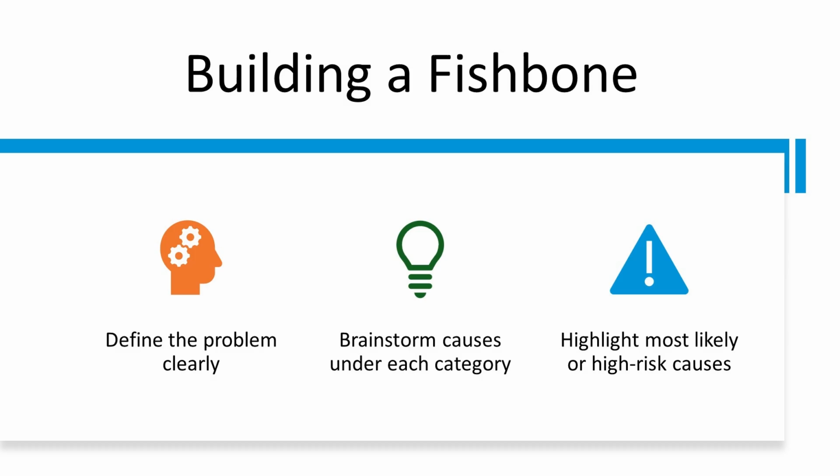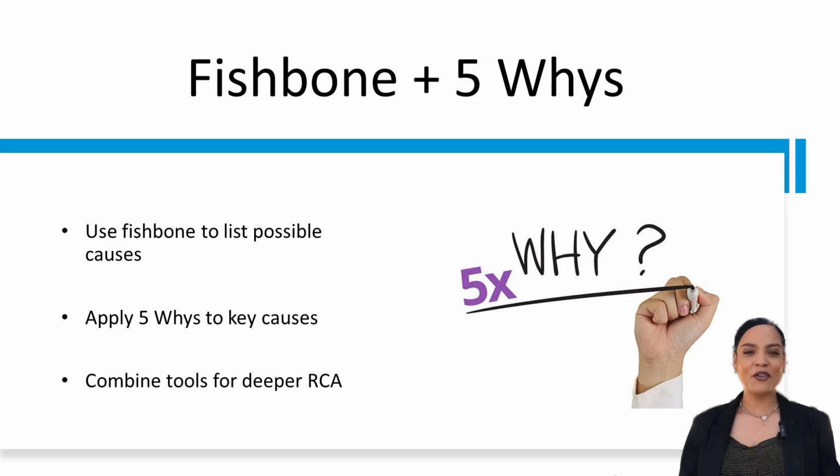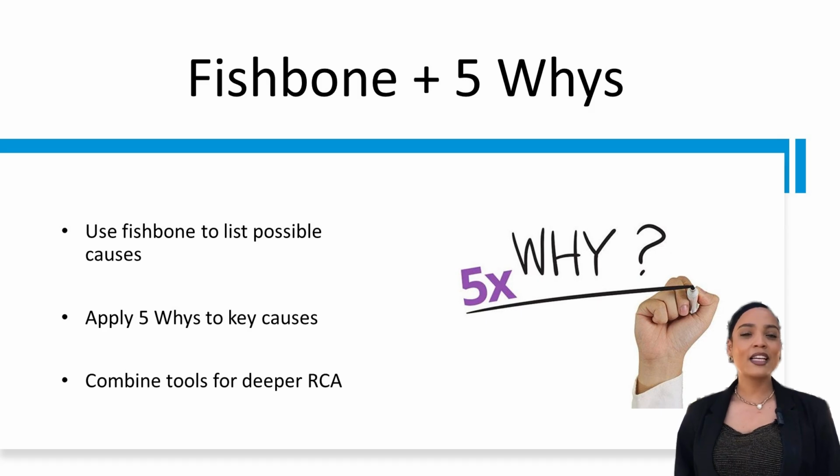As a supervisor, you would use this diagram to guide your next steps. Which areas need data, trials, or corrective action? Often, we use a fishbone first to identify possible causes. Then we apply the 5 whys to the most likely causes to dig even deeper. Together, they provide a strong structure for root cause analysis.